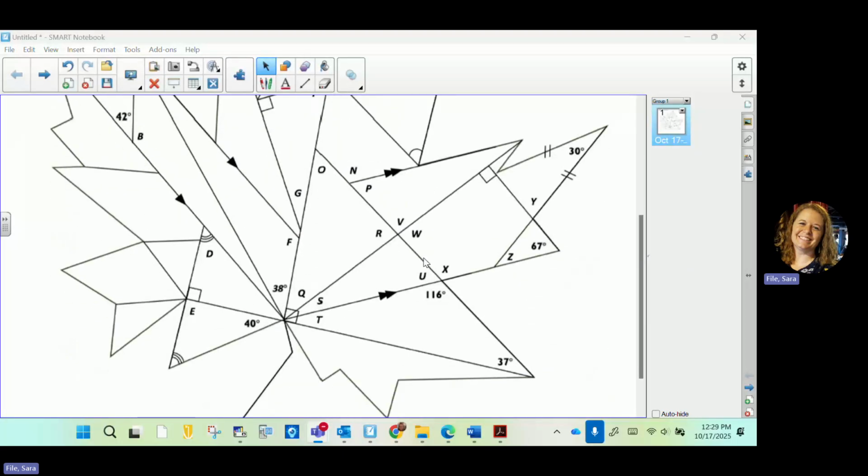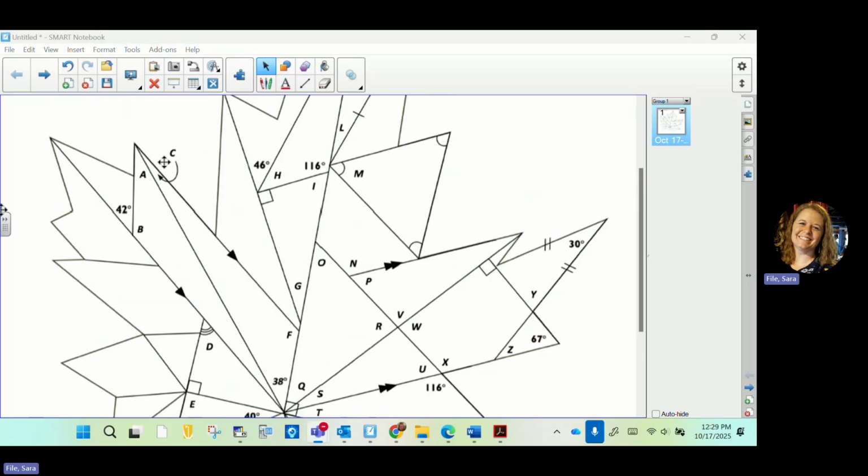Your missing angles in your leaf. Okay. You can't start with A. You can't go in the order of the alphabetical letters. Because here's angle A, and I don't know either of the other two angles of that triangle. There's not enough information here for me to start with A.